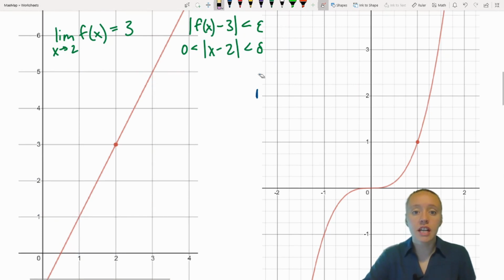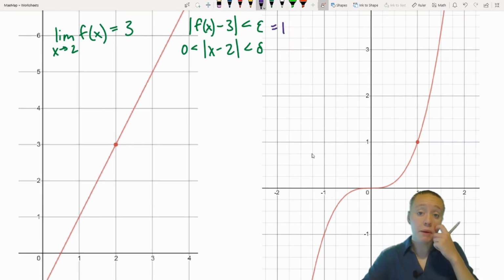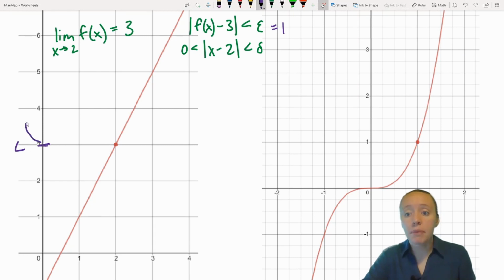If I looked at an epsilon value of now 1, well, remember, that's associated with that change in y. |f(x) - L| is less than epsilon. So if my L is at 3, going up an epsilon value of 1 would bring me to 4. So that max is this point here, and going down an epsilon value of 1 would get me to 2 in the y, and that's this point here.